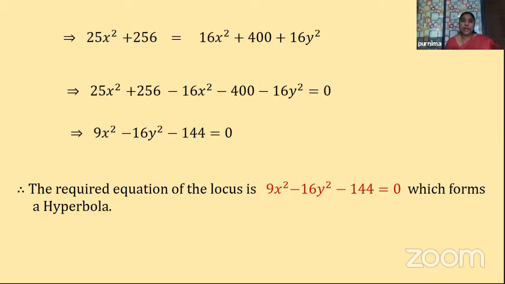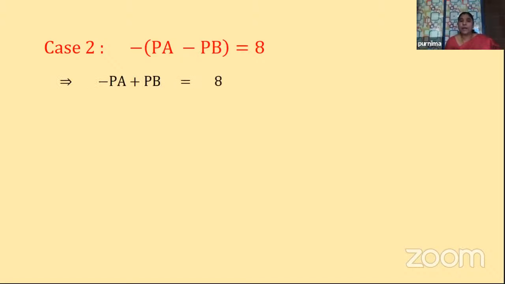So now let us see the case 2. But before going to case 2, children, I want to tell you, because it is similar to the case 1. Okay, so what is case 2 condition is what? Minus of PA minus PB is equal to 8. Okay, so what happens here? This, if I remove the bracket, minus PA minus into minus becomes plus PB is equal to 8. So this minus term I'm sending towards 8. So what happens? PB is equals to 8 plus PA.